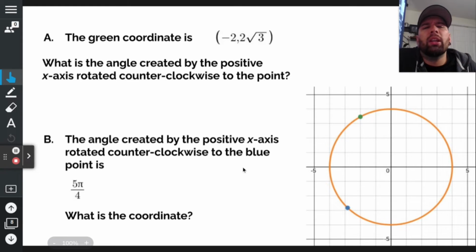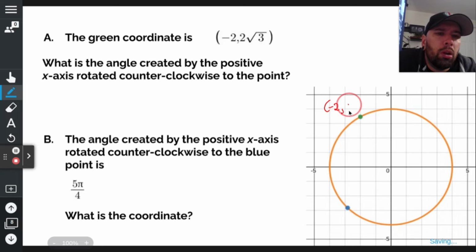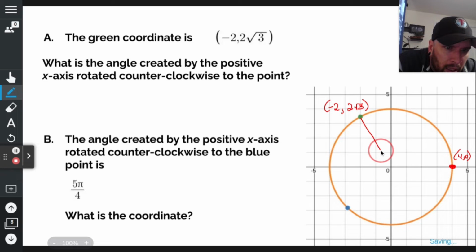The green coordinate is -2 to root 3. Okay, so we'll say that. -2 to root 3 is the green coordinate. What is the angle created by the positive x-axis rotated counterclockwise to the point? All right, so here's the positive x-axis. It looks to me that we have 4, 0 here. So the angle from the positive x-axis to that point is what it's asking us. We'll call it theta, and we need to find theta.